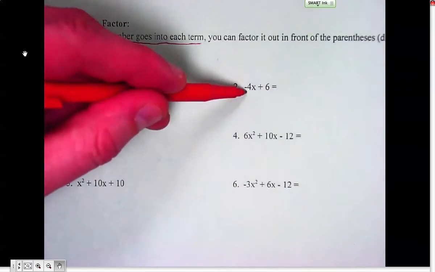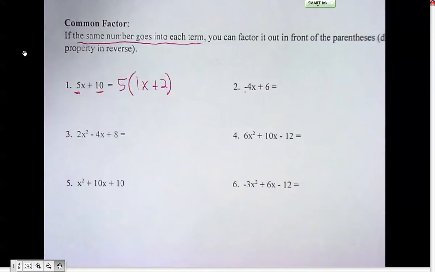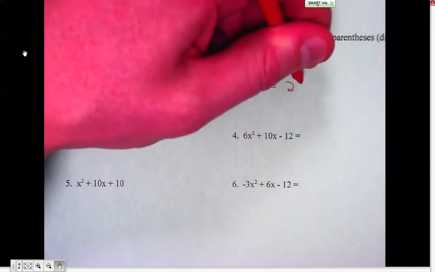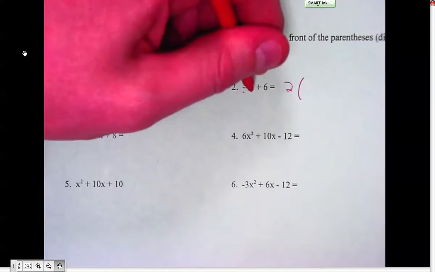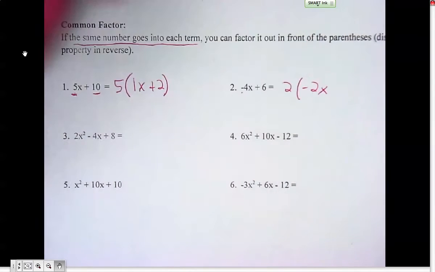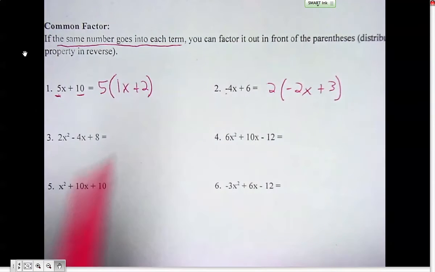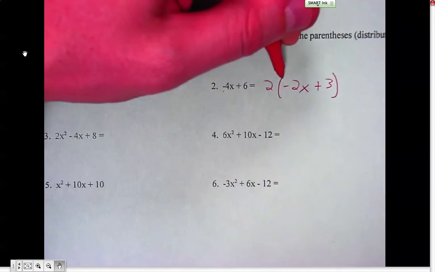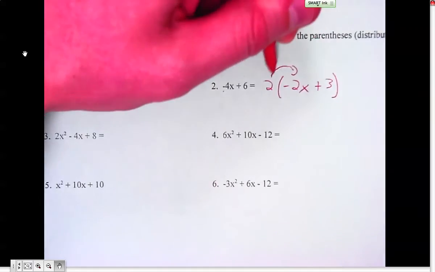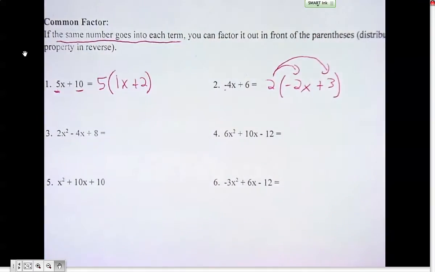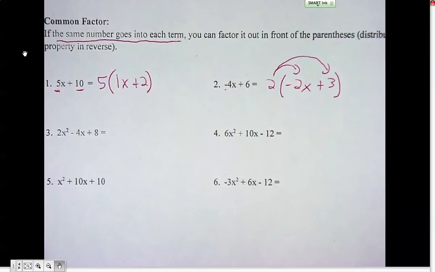On this one, when I look at -4 and 6, I'm looking to see what goes into -4 and 6. And so you can sort of pick either 2 or -2 in this case. Doesn't really matter. If I take a 2 out, when I divide by 2, I'm going to have -2x. And when I take a 2 out of the 6, I'm dividing and I get 3. You can always check your answer to see if you're on the right track by just doing the distributive property in your head. If I distribute that 2 back in, I'm going to have -2x times 2 is -4x, and 2 times 3 is 6. So I am getting that same thing back.